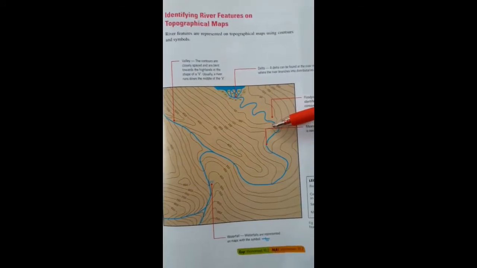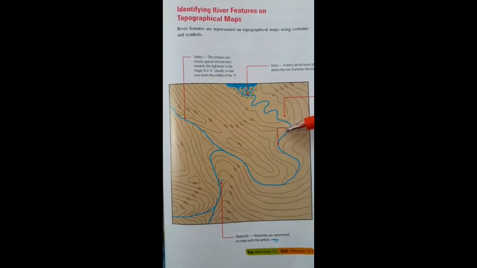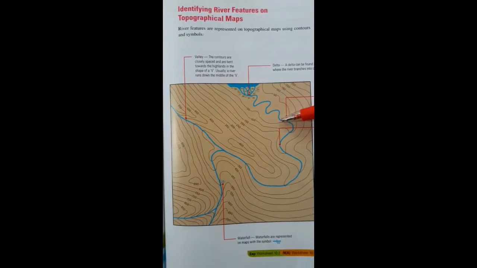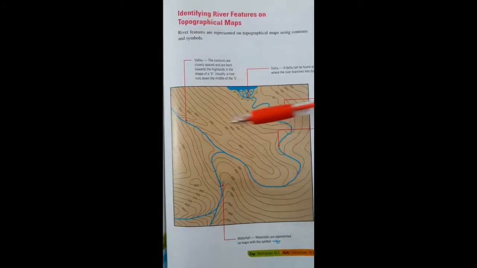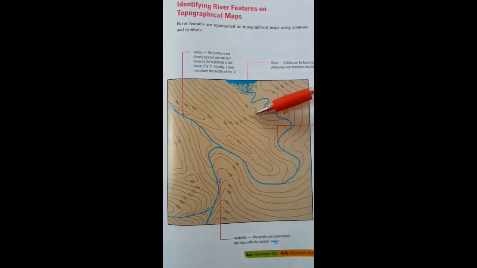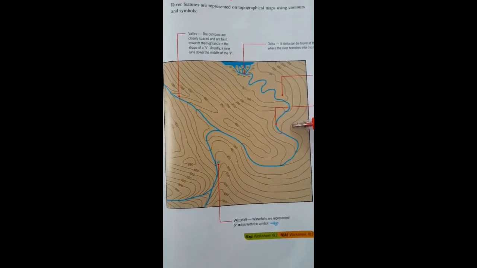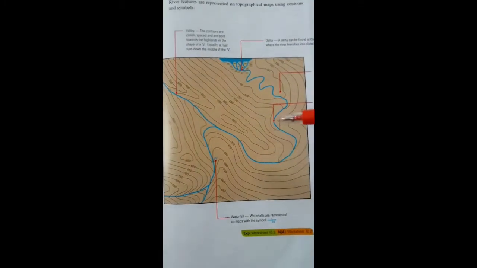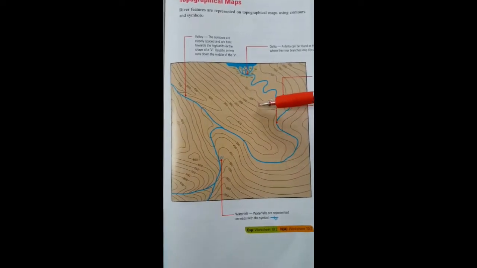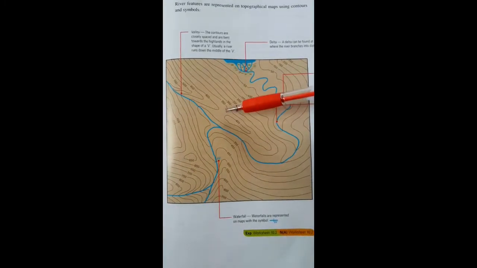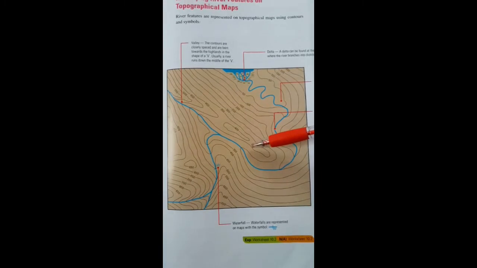In these topographical maps, river features are represented using contours and symbols. Alright, as you can see, there are symbols like this one here, symbols and contours. Again, this is what we call topographical maps. The contours and symbols here, like this one, represent the river features. Alright?